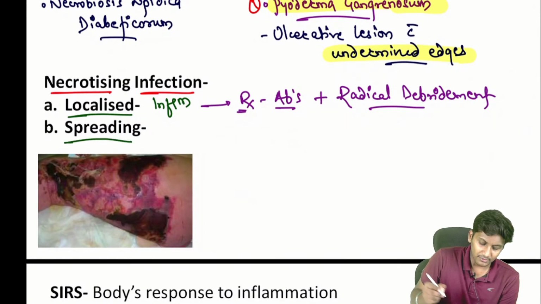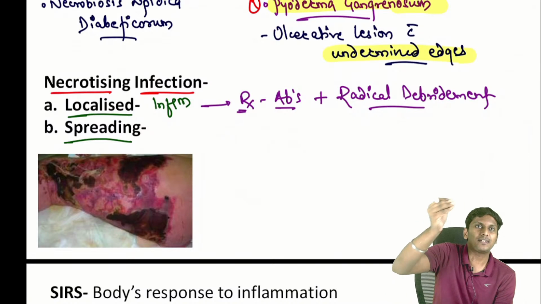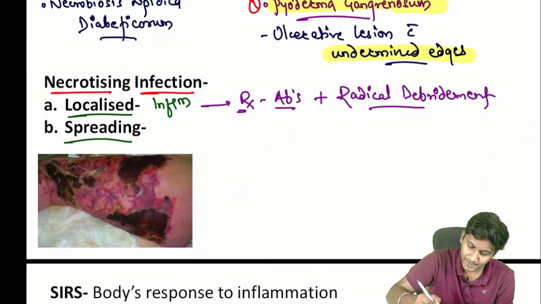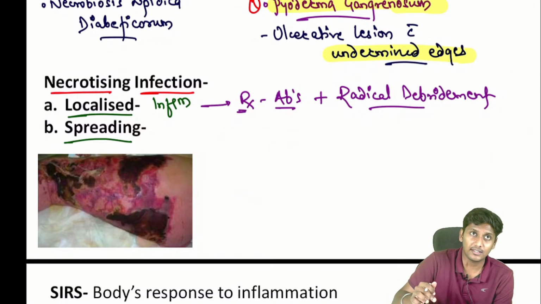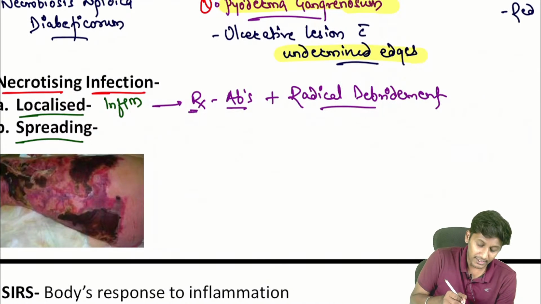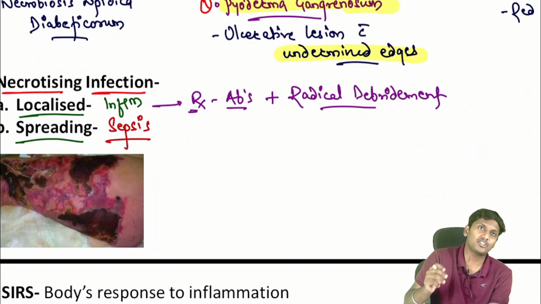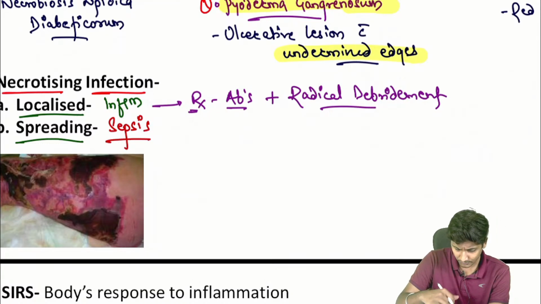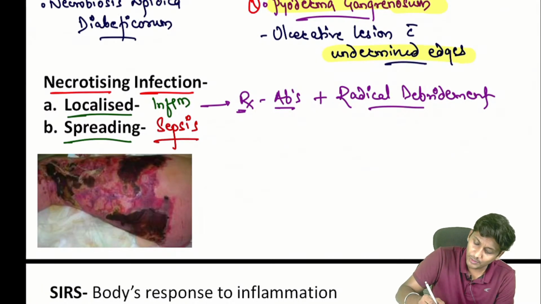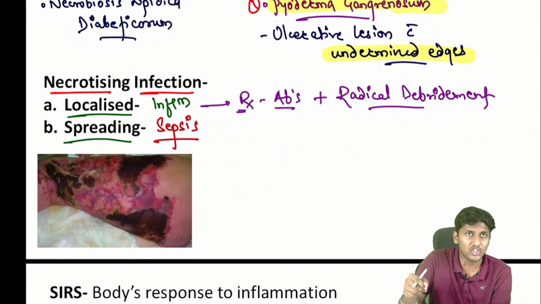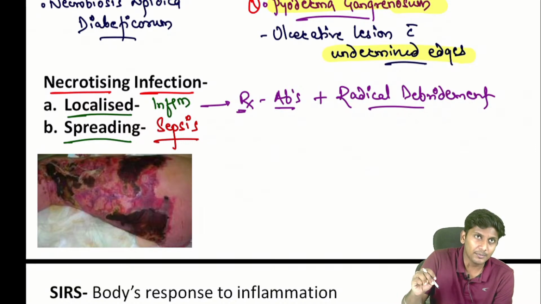Next important is spreading necrotizing infection. Spreading means it is not only present at the site of the infection, but it is spreading beyond that as well, everywhere. So if there is a spreading necrotizing infection, you have to be aware that it can cause sepsis in the patient. What is sepsis? I'll talk about it. The infection can spread throughout the body, and it can become life threatening for the patient due to the sepsis.